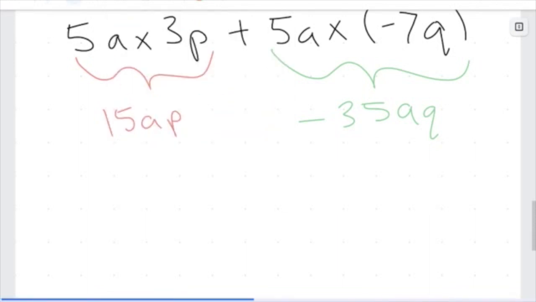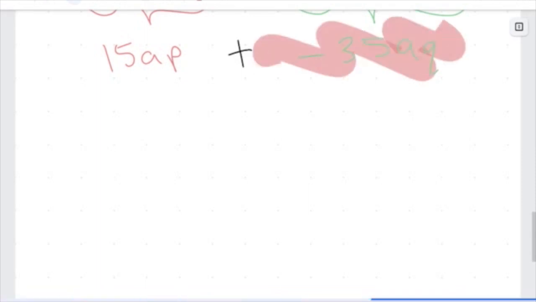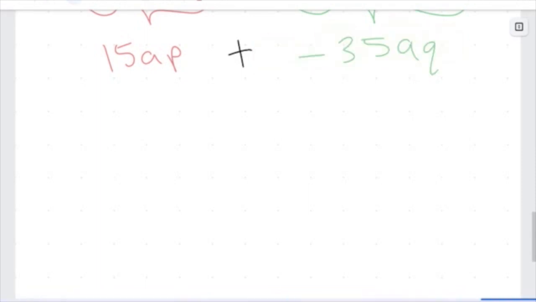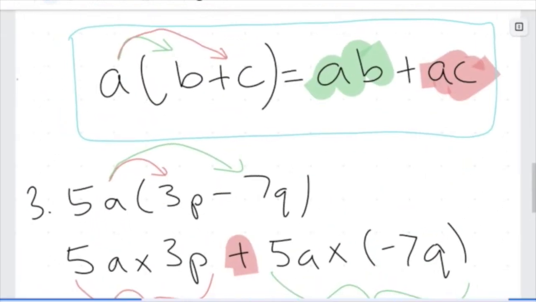Now, we still have this plus sign. So let's put that there. And once again, I'm adding a negative number to the 15ap, so that's just going to be the same as subtracting that number. So the final answer we get is 15ap minus 35aq. That's the distributive law summed up, and we can apply this to any question of this sort. No matter how crazy the pronumerals or numbers get, they will always follow this particular pattern.